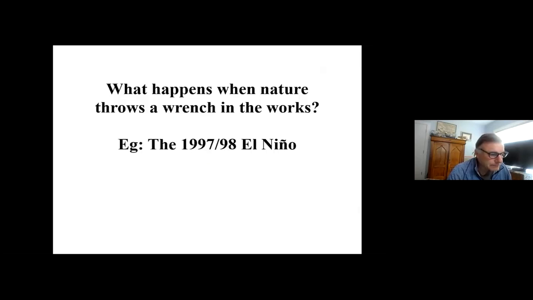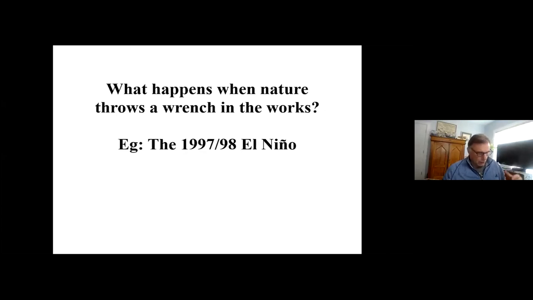But what happens when a big wrench gets thrown in the works? How do the whales respond to that? So we had a very big disruption to the system. The 97-98 was a huge El Nino. And the benefit of this El Nino versus the last really big one we had in 82, 83, was we had much better forecasting and we could see it coming this time.